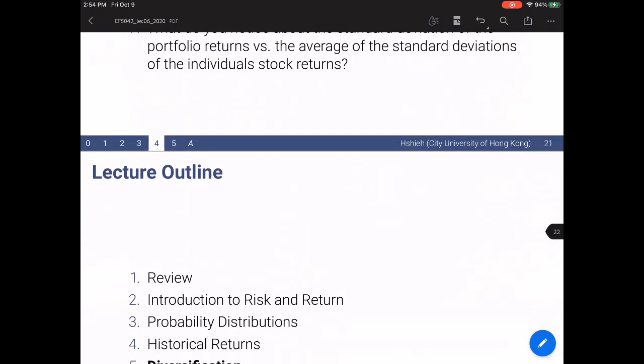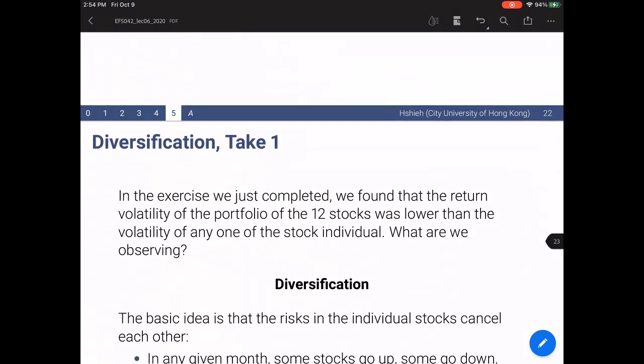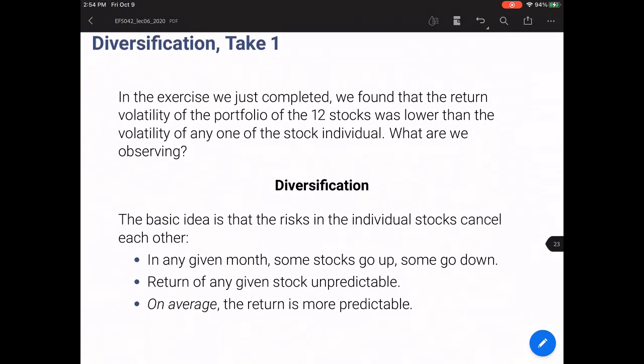Okay, so on the topic of diversification. In the exercise that you will complete on your own, and we will discuss next week in our Zoom session, what we're going to talk about over the coming few days is the benefit of diversification.